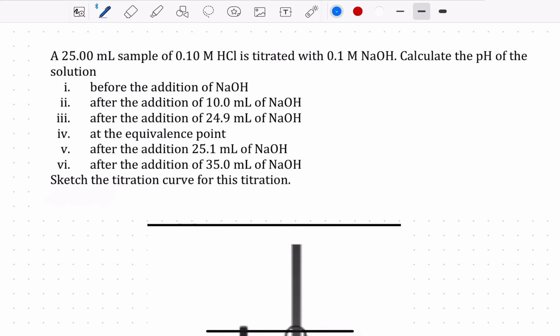We have the first one, which is before the addition of sodium hydroxide. We also have the fourth situation, which is we are looking at the pH after the addition of a certain volume of sodium hydroxide. So every time we add the sodium hydroxide, of course, there will be a change in the pH. So we are going to calculate for that.